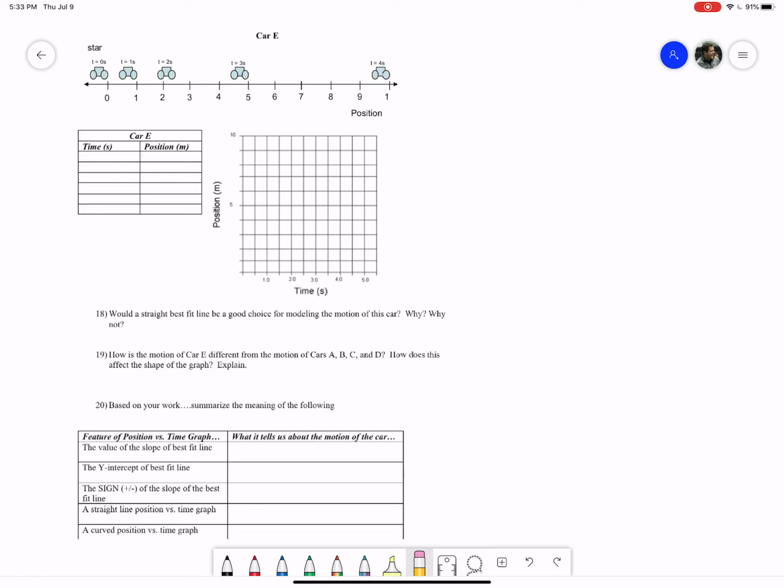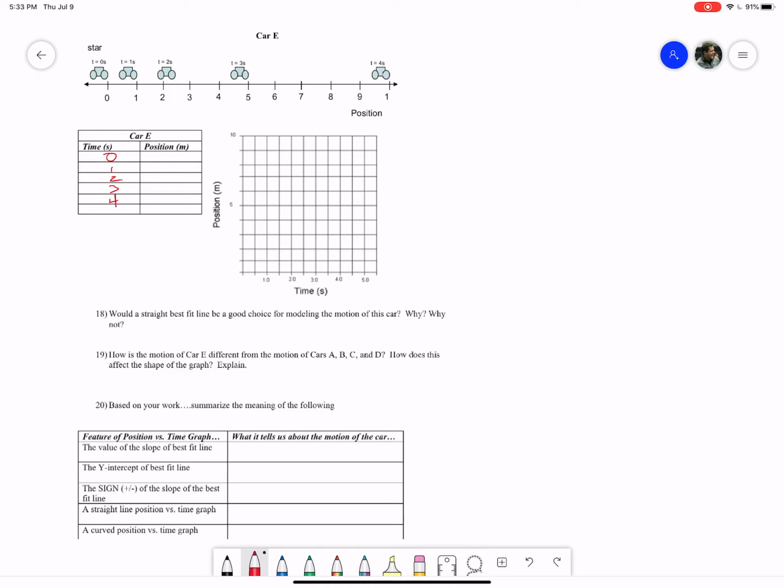We have our last graph. Here we go. So we're going to plot this out. Let's see how we do. So we got time of 0 through 4 again. So I'm going to write out my 0 through 4 over here. 0, 1, 2, 3, and 4 seconds.